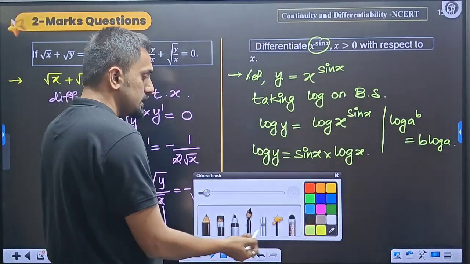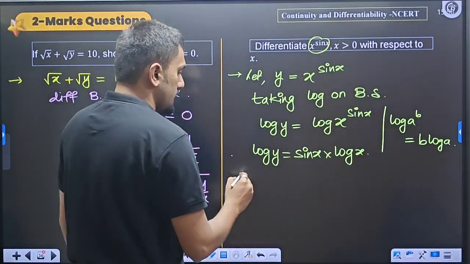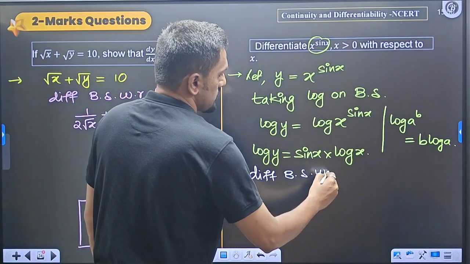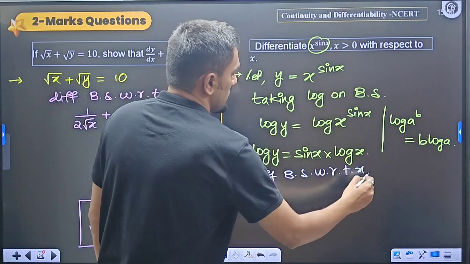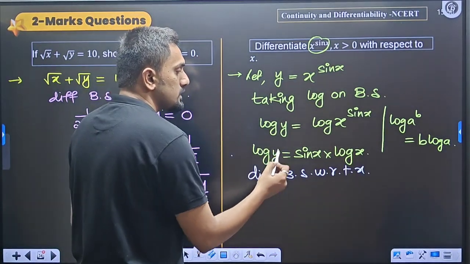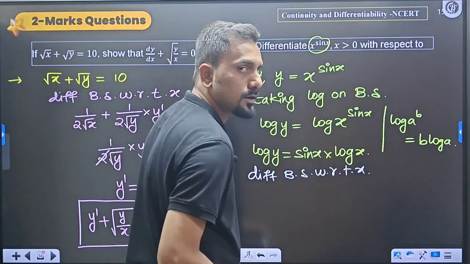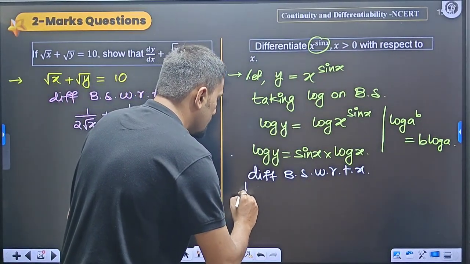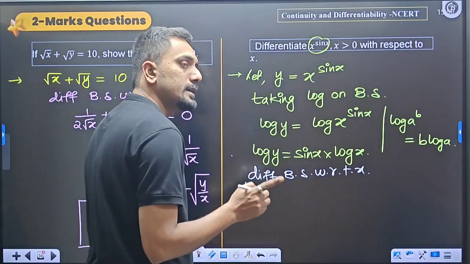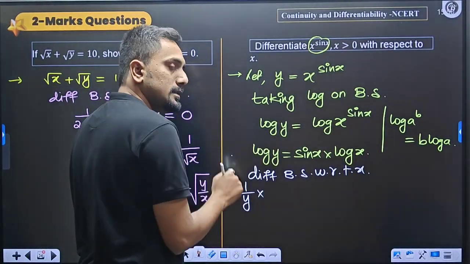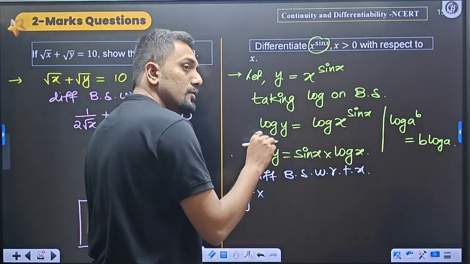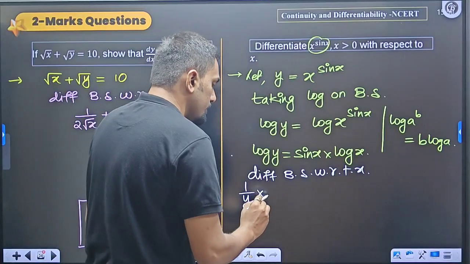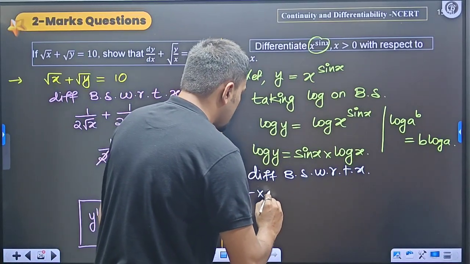Now we have to differentiate this function with respect to x. Differentiating both sides with respect to x. Here you use the chain rule, and while differentiating the product you use the product rule. If I differentiate log y with respect to x, then it becomes 1 by y, because the derivative of log x is 1 by x. But we are differentiating with respect to x, for that reason this y has to be differentiated and multiplied.